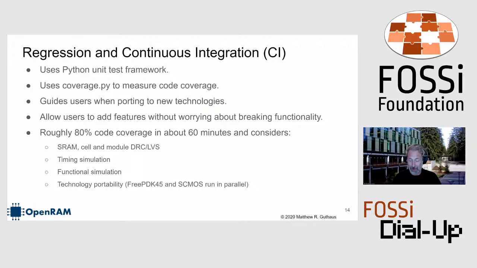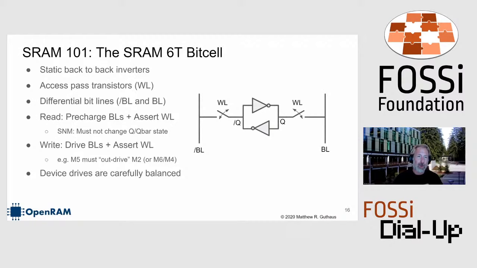So what are some of the baseline features of OpenRAM? Well, a little bit of SRAM 101. I know we have a lot of software people and people that may not be full-custom designers. So we basically use a bit cell. By default, it's a 6T bit cell with a differential output. So you basically have a bit line and a bit line bar, the opposite, to access a cell.